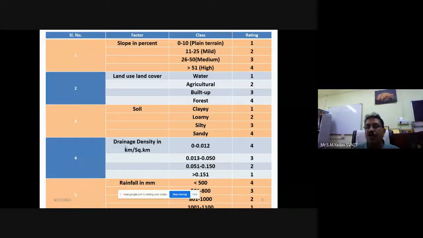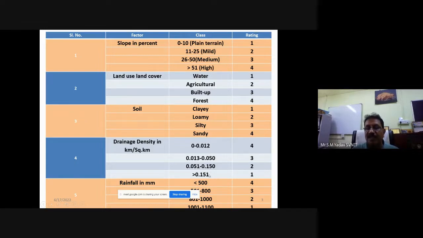Divided by the area of the basin. So when the drainage density is 0.0012, if you multiply that by 1000, this will be 12, 13 to 50, 51 to 150, and this is 151. That means the higher the drainage density, 0.151, what will happen? Higher the risk of flooding. And the lower the drainage density, the less the risk of flooding.